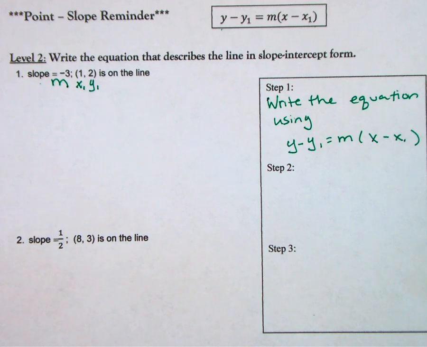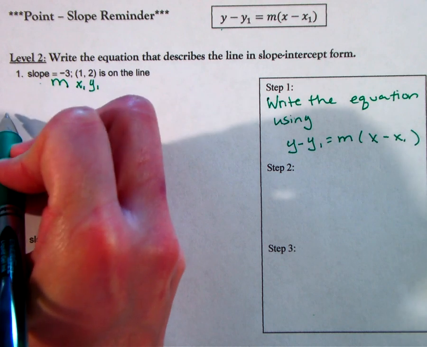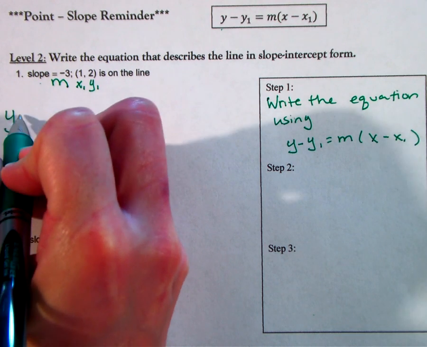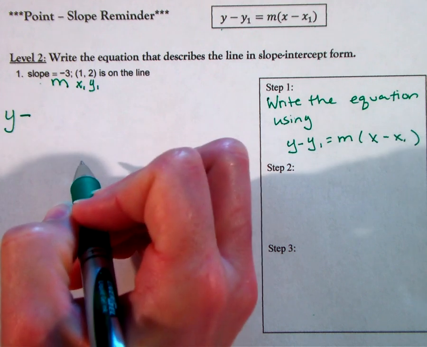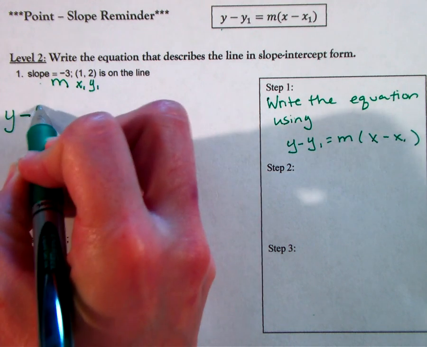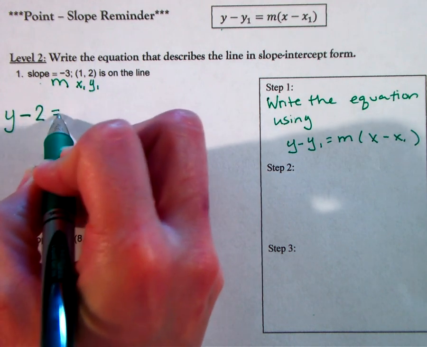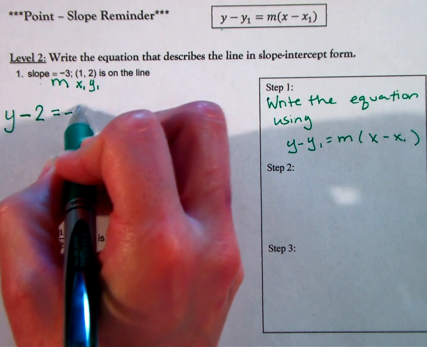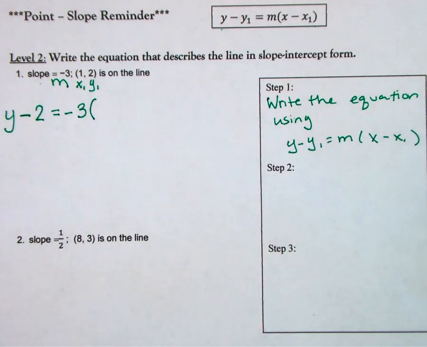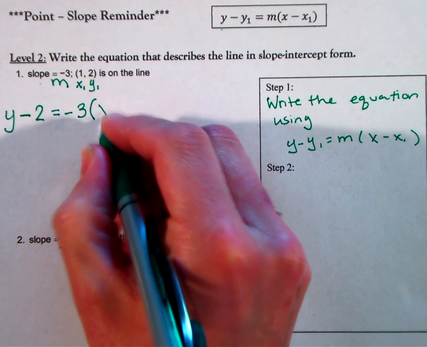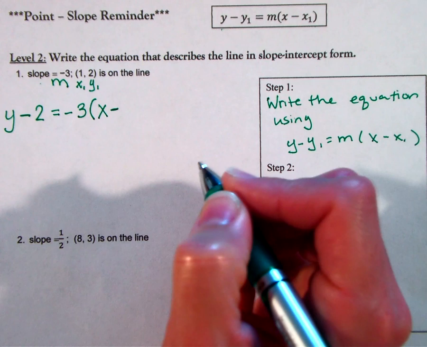I'm going to go ahead and write these into the equation. Start with the letter y minus, now which one of these three numbers is your y number? 2. Put in your slope, parentheses, x, minus your x number.